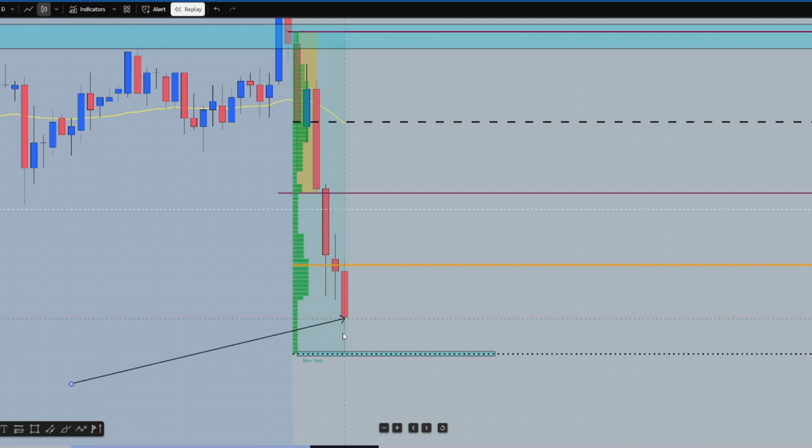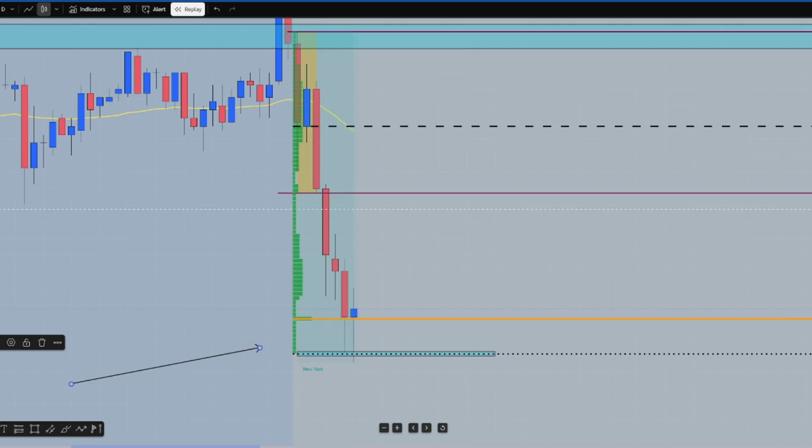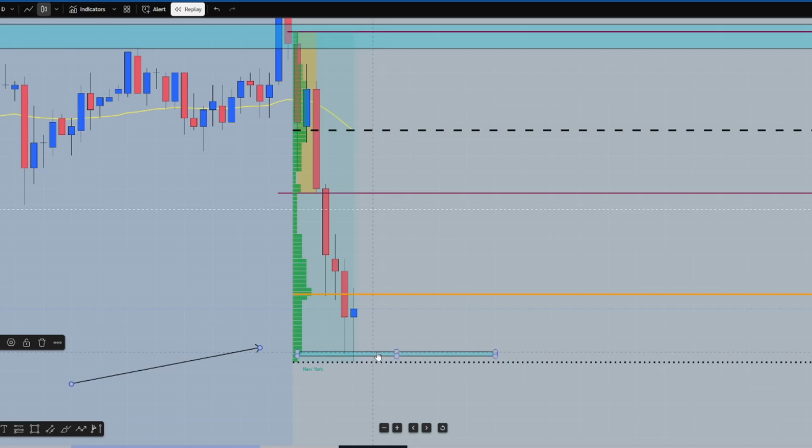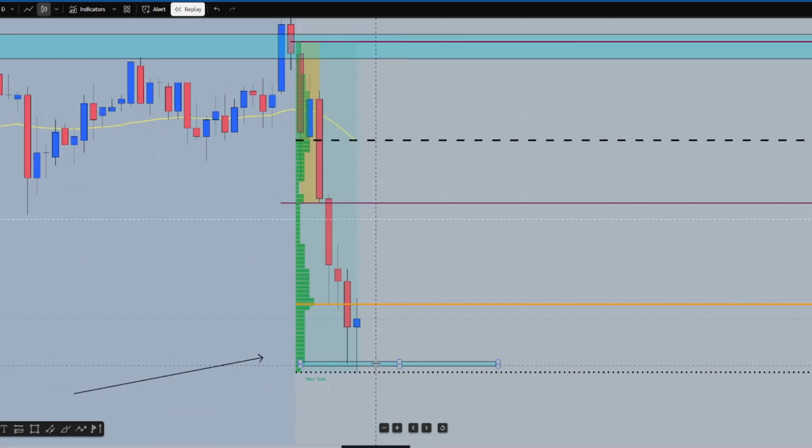And once again, I'm not taking a trade on a wicked out candle. That's not me. That's not what I'm going to do. That means price is not being accepted at that value right there. So I'm going to sit on my hands to see what happens. Next candle right there, what happens? Yes, it does come down and breaks.